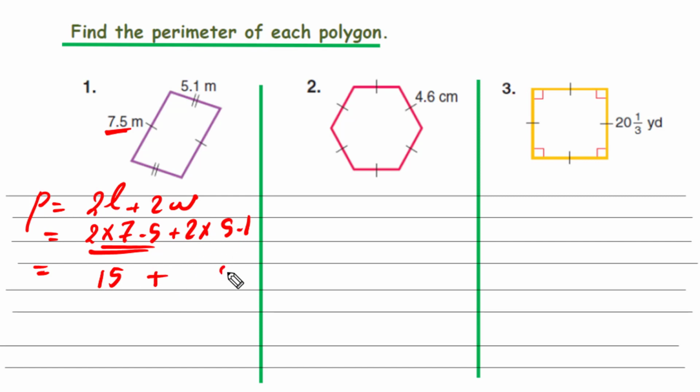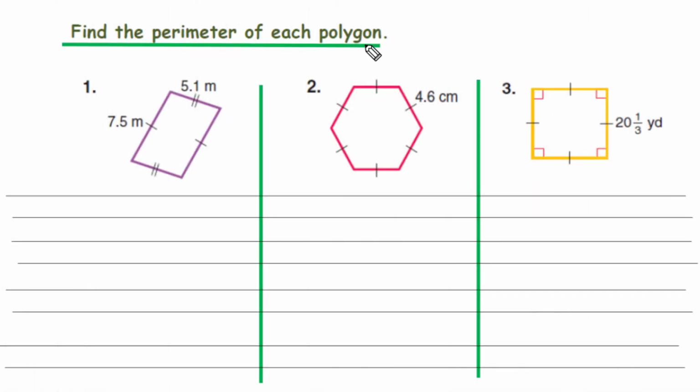2 times 1 equals 2. 2 times 5 equals 10. And insert the decimal point after 1 digit from the right. We get 15 plus 10.2 equals 25.2 meter.